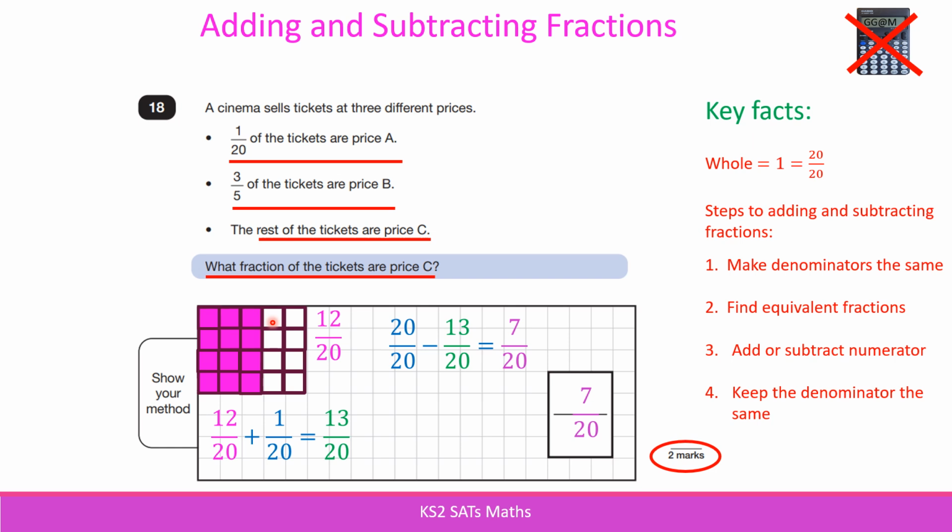You would get 1 mark for adding the fractions together to come up with 13 over 20 and for showing your method. Give yourself a big tick if you got that correct. Well done, great work.